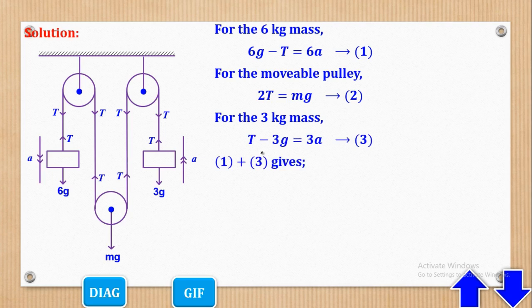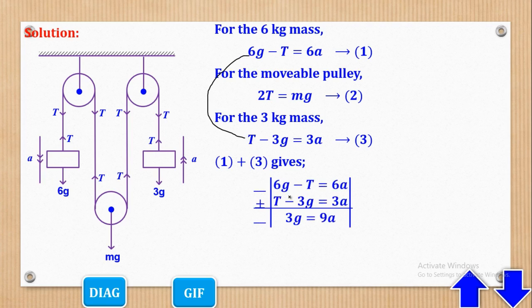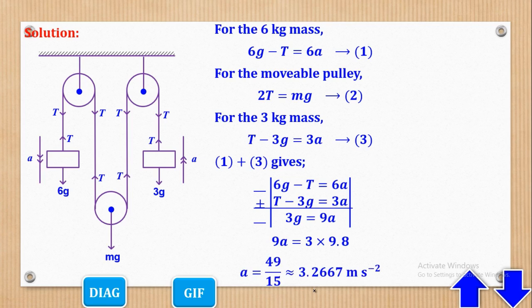So those are 3 equations and 3 unknowns, so let's solve them simultaneously. When I add equation 1 to equation 3, this is what I get. The T cancels and I remain with 3g on one side, then 9a on the other. But I know that g is 9.8, so when I substitute, I get a as 3.2667.